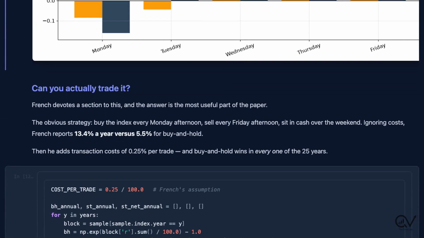Now the question everyone actually wants answered. Can you trade it? French devotes a whole section to this, and it is the most useful part of the paper.